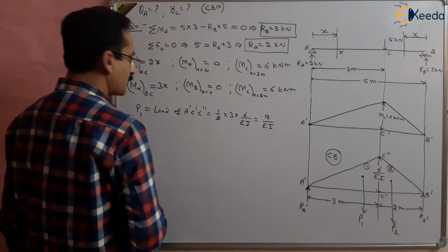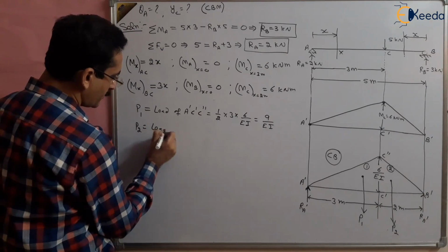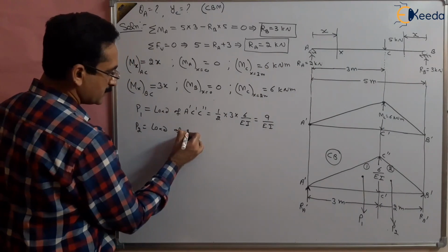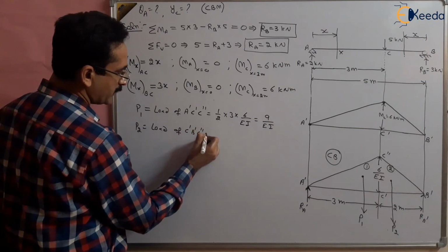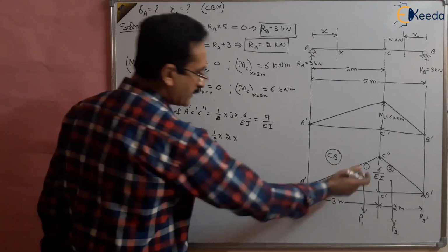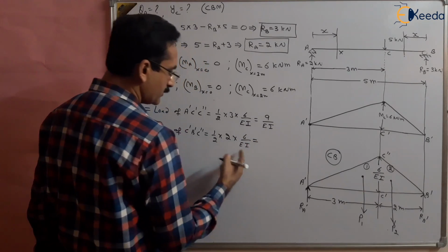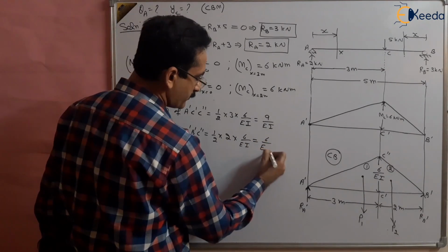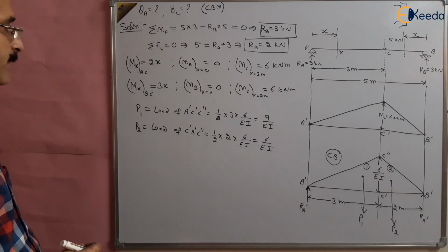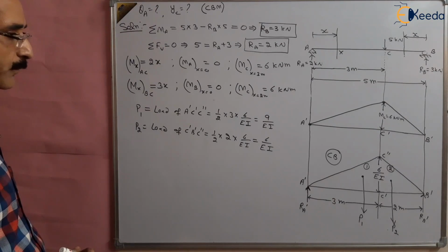And P2 will be equal to the load of this triangle, C dash, B dash, C double dash, that is equal to half base multiplied by height, which is again 6 by EI. So this will be equal to 6 by EI. This is the load of the conjugate beam now.